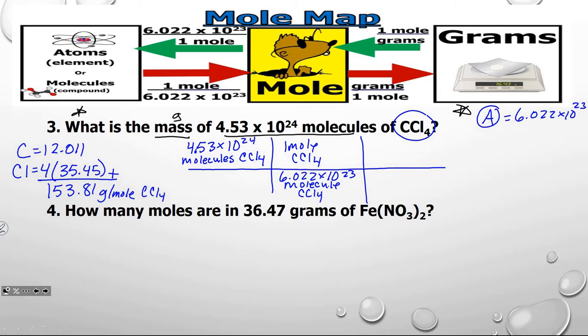Molecules cancel out. Then we go to the next one. We're now at moles in the center, heading towards grams, so I put 1 mole CCl4 on the bottom. And on the top, I put the mass which we added up, 153.81 grams CCl4. Here, moles go out. Remember, you're going to times through the top, divide through the parentheses on the bottom. We have 3 significant figures, so we need 3 significant figures in the end. The units are going to be grams of CCl4, or carbon tetrachloride.